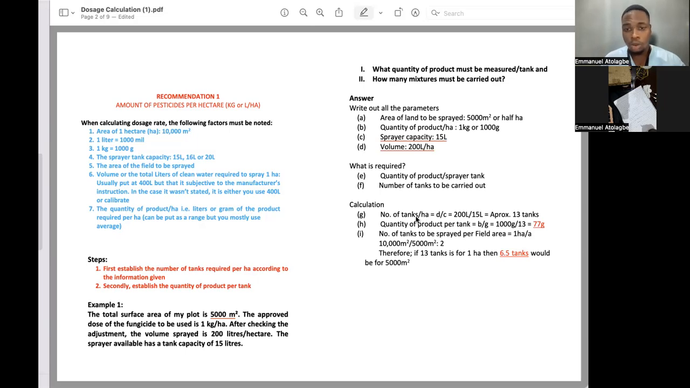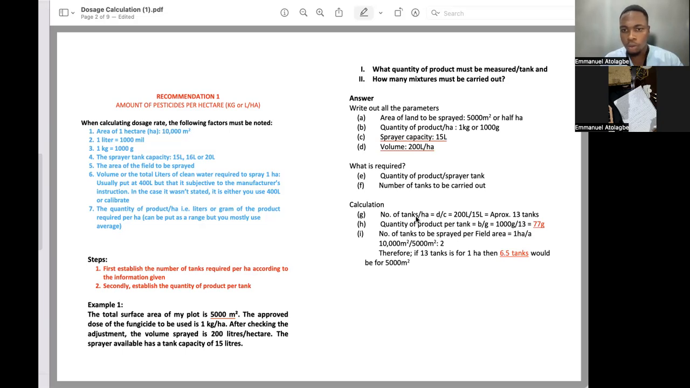So it takes 13 tanks to go on a hectare. Remember, 200 liters is 1 hectare. So we're going according to the books. This could have just been done abstractly, and you would have gotten your answer. The next step is, what quantity of product is required per knapsack? Since you need 1 kg for a hectare, what quantity is required to go into 15 liters?